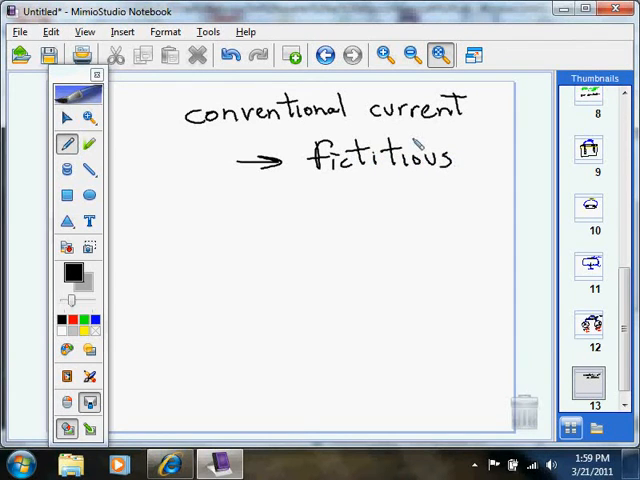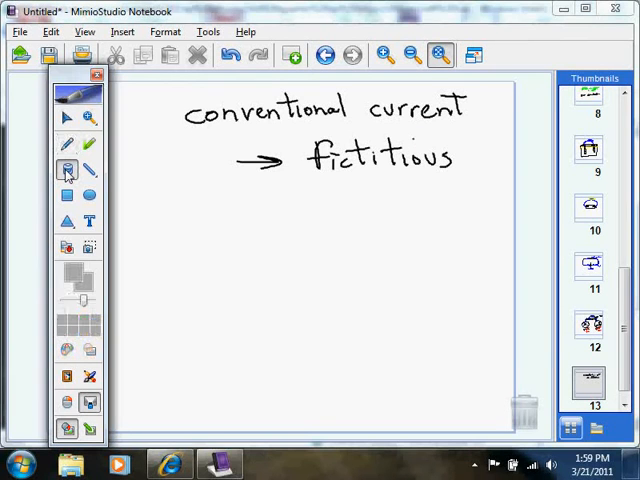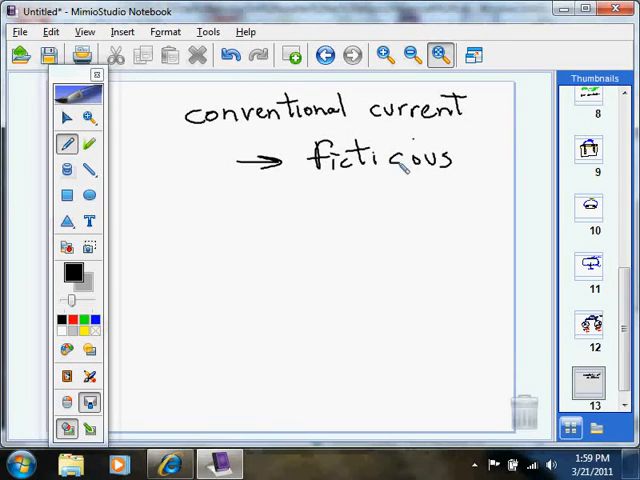Did I spell that right? Fictitious? F-I-C-T-I-C. Close enough. No, it's not close enough. Does anyone know? F-I-C-T-I-C. I-O-U-S.